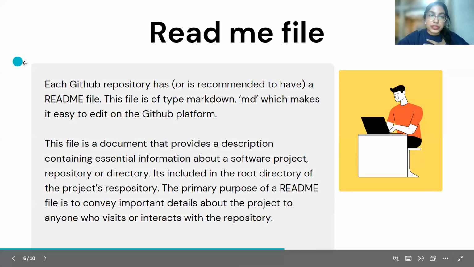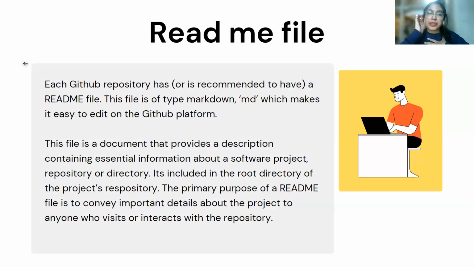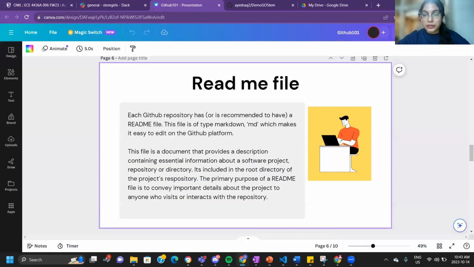All right, so the README file, which is where we left off. Each GitHub repository has, or is recommended to have, a README file. This file is of type Markdown, which makes it easy to edit on the GitHub platform. It's a very detailed description containing essential information about a software project, repository, or directory. It's included in the root directory of the project's repository, just like the main folder of the repository. The purpose of this is to convey important details about the project to anyone who visits or interacts with the repository. So that's what we're going to do right now.